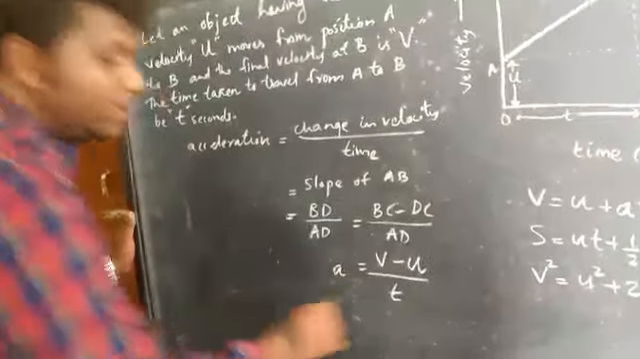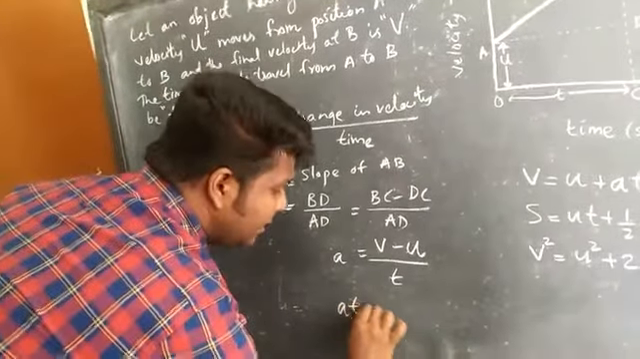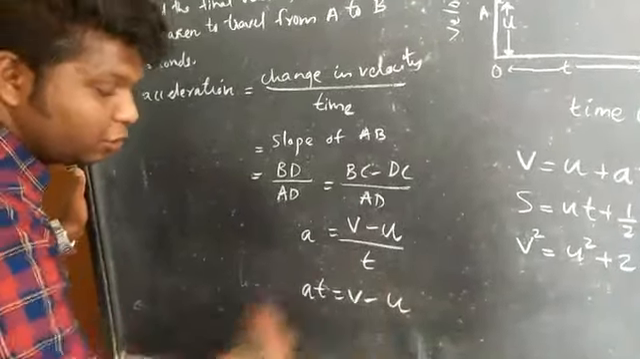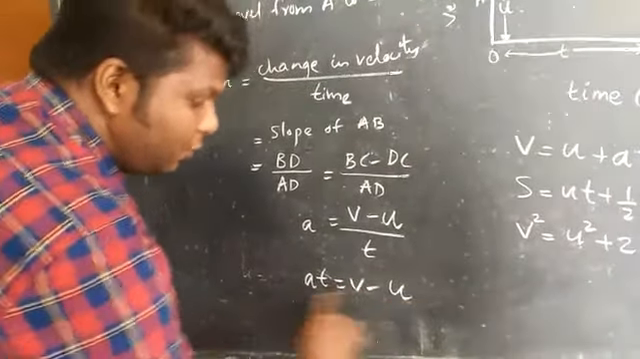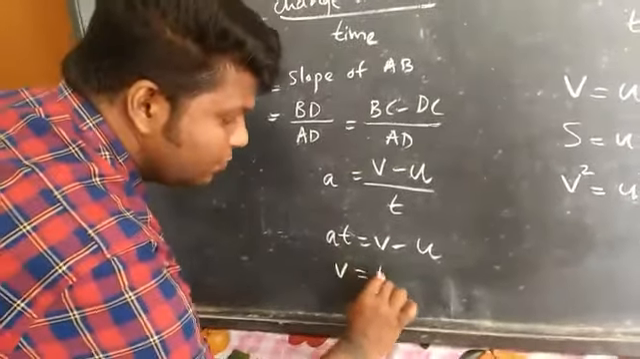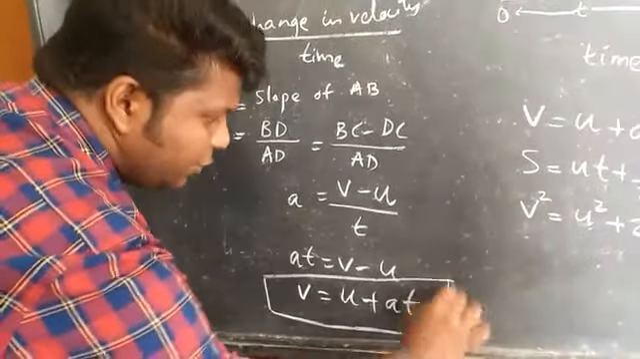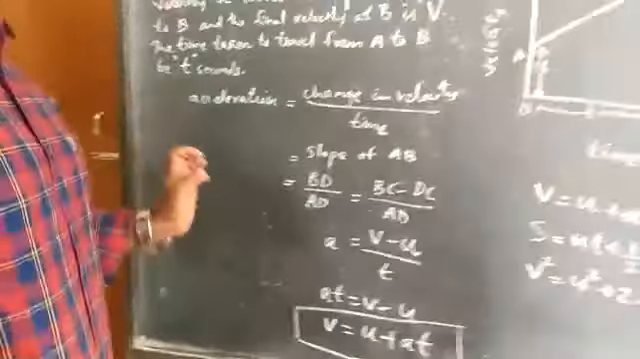If you cross multiply, what will you get? at is equal to v minus u. If you bring this u to this side and keep v on the other, you will get v is equal to u plus at. This is the first equation of motion. Clear?